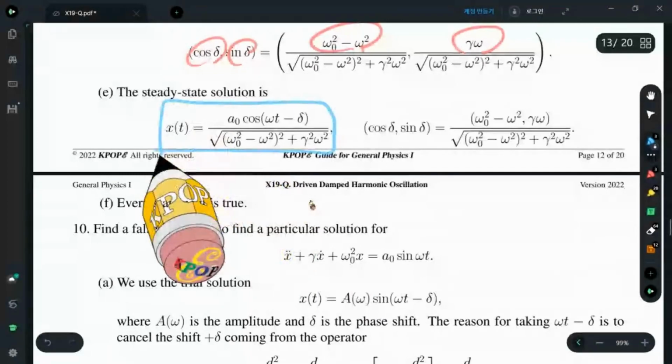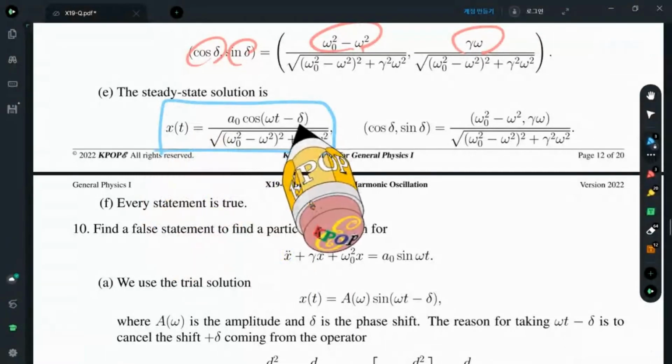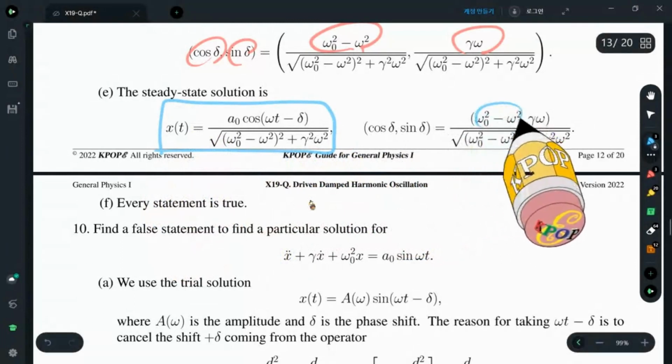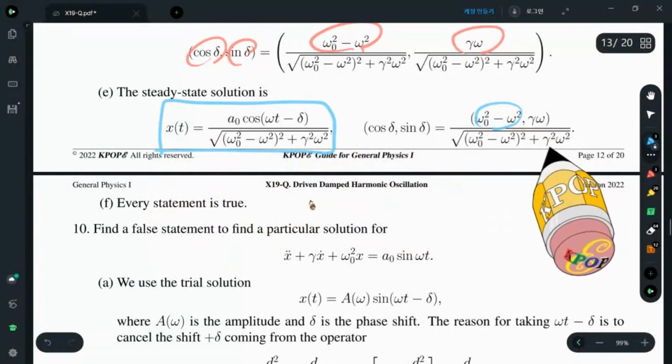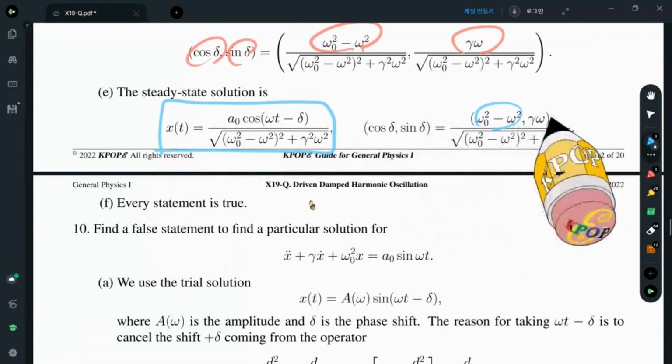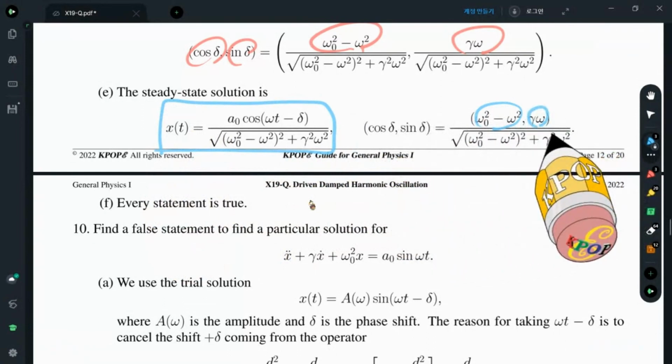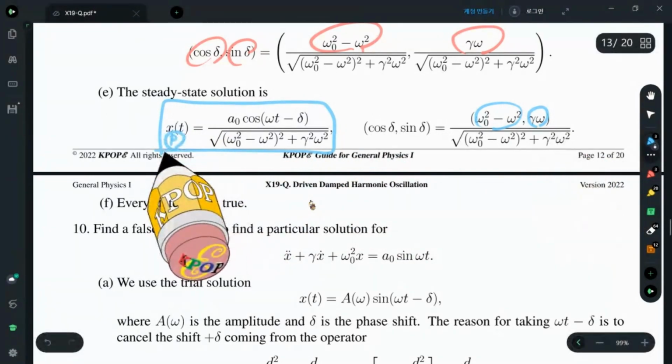This is the solution. And what is delta? Cosine of delta is this one divided by the square root, or sine delta is gamma omega over the square root. That's it. We have found the particular solution. This is a particular solution. I have found the particular solution that satisfies the steady state as t goes to infinity.